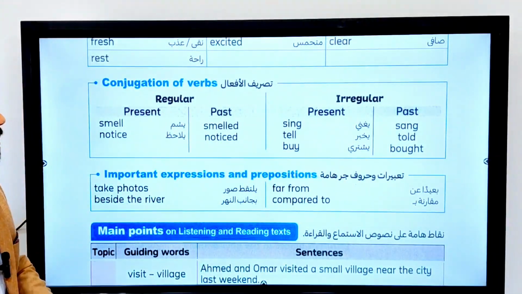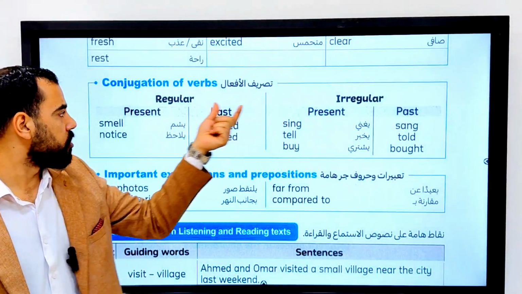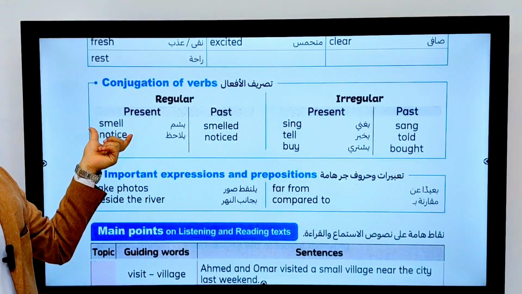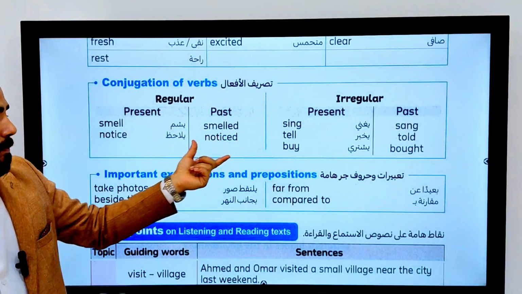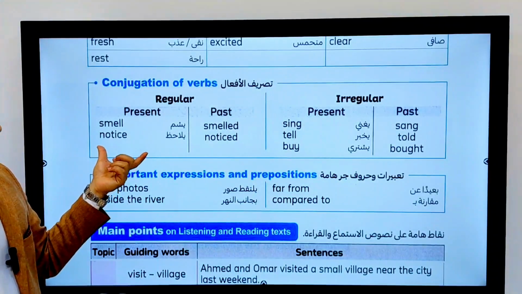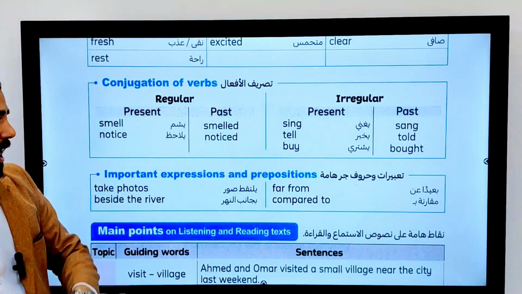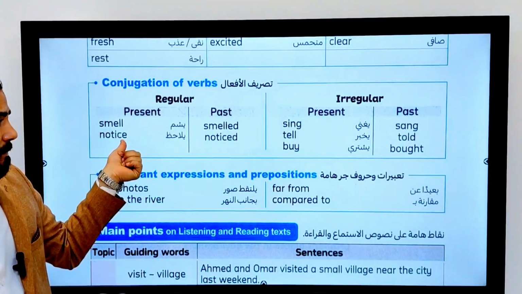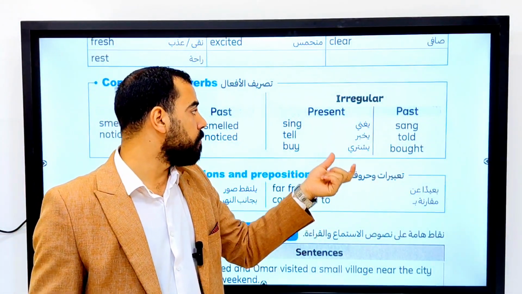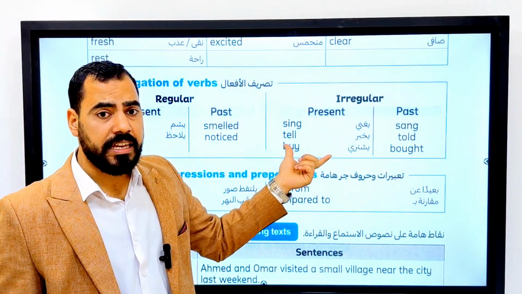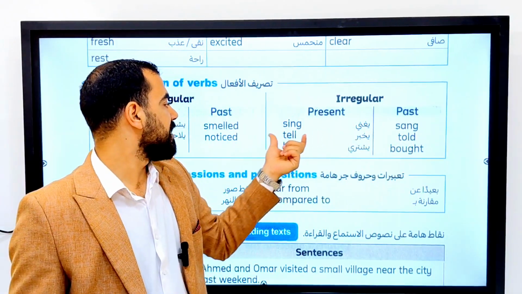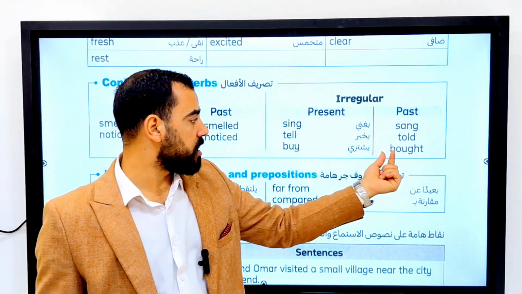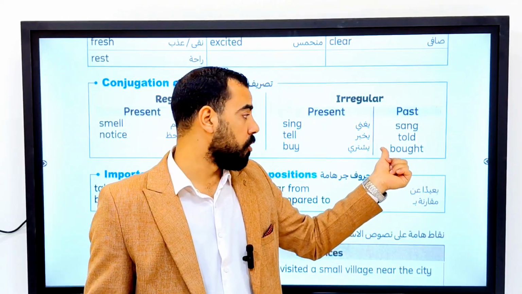Conjugation of verbs, regular and irregular. So let's start with regular verbs, present and past. Smell in present, smelled in the past. Notice in present, noticed in the past. So we just add D because notice ends in a magic E. Okay, let's move to the irregular verbs, present and past. Sing, sang. Tell, told. Buy, bought. GH is silent in this verb.